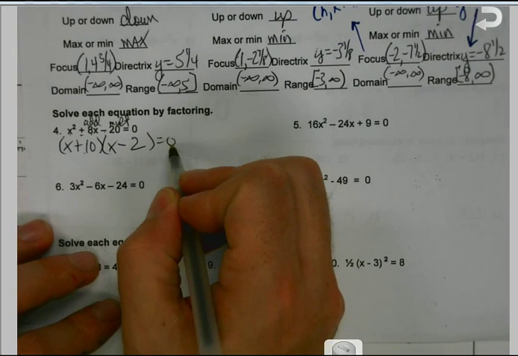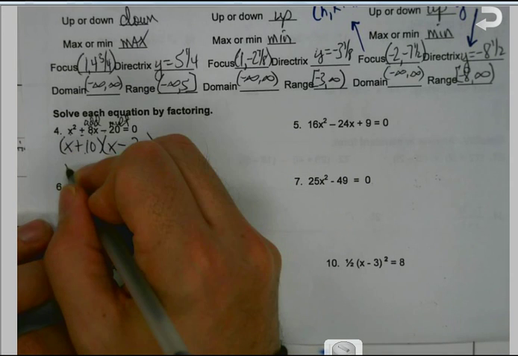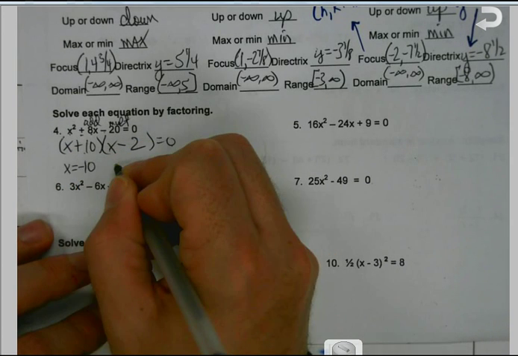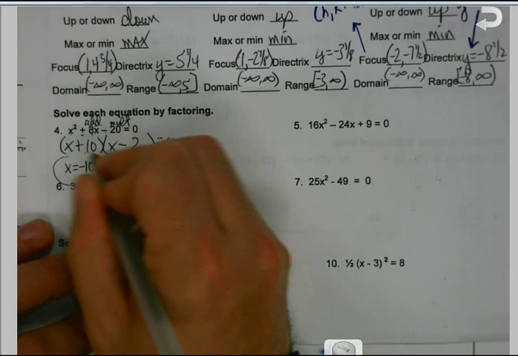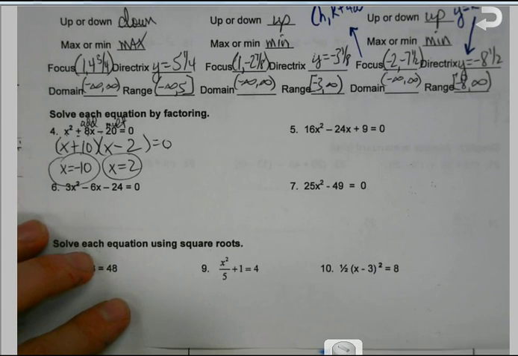And then I just set those each equal to 0. And if it's just x, it means I'm basically just going to change signs on both of these to get my solution on that one.